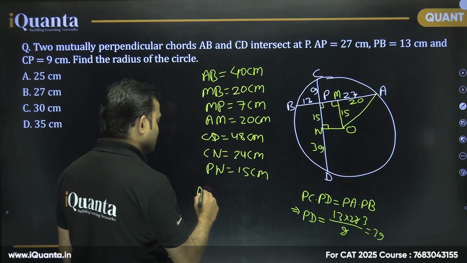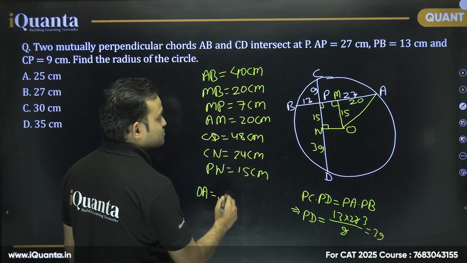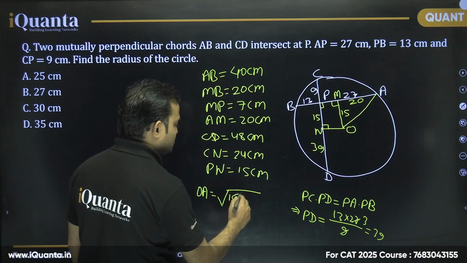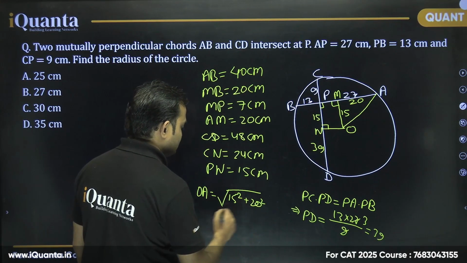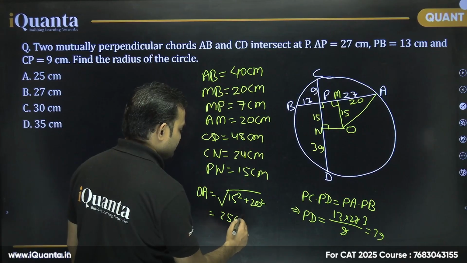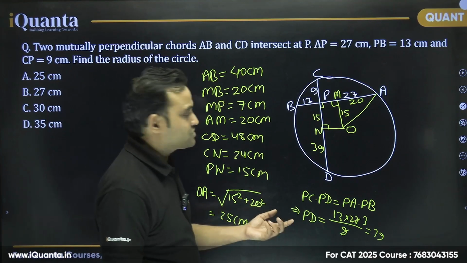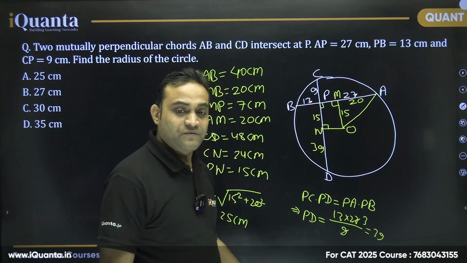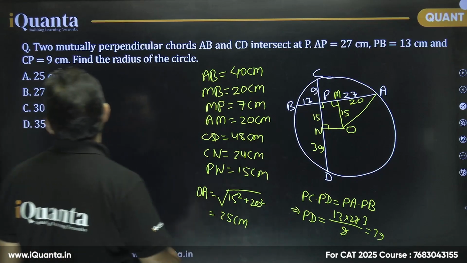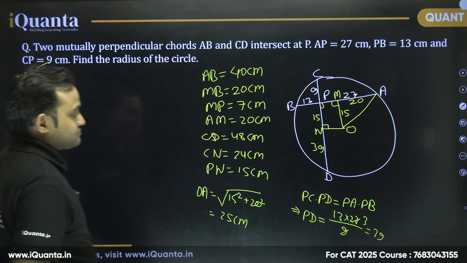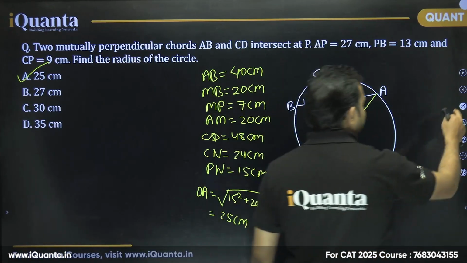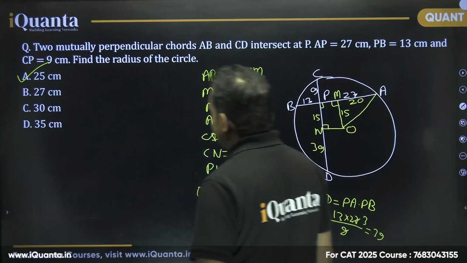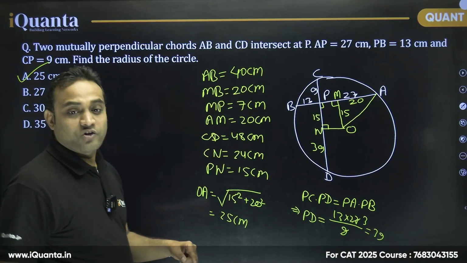OA will be equal to the square root of 15 squared plus 20 squared, which is equal to 25. You can also find this using the Pythagoras theorem. OA is equal to 25, and that is your answer. So our answer is option A. But there is a but. What is that but? That you can find the radius directly.